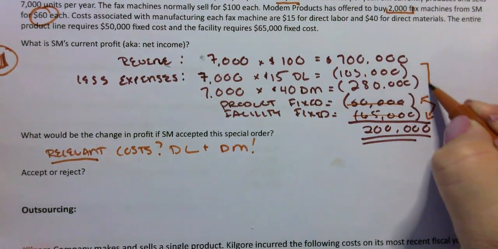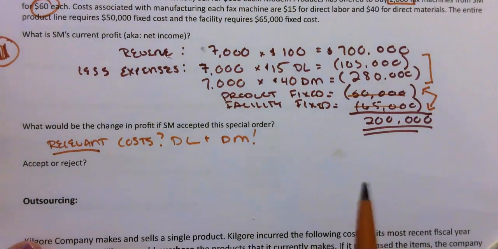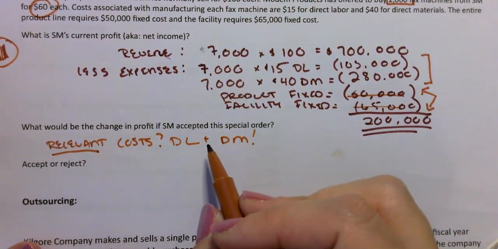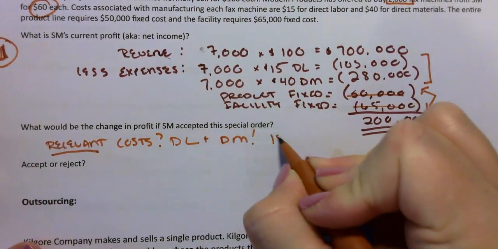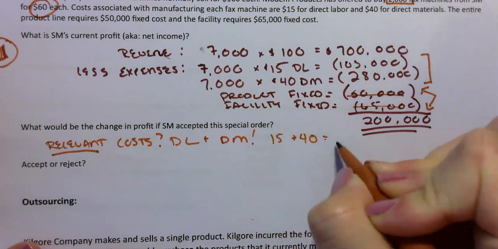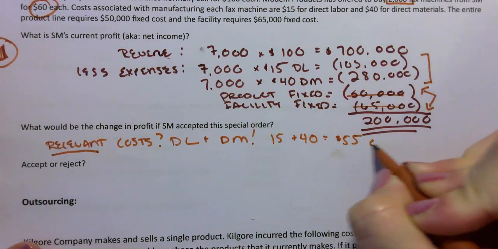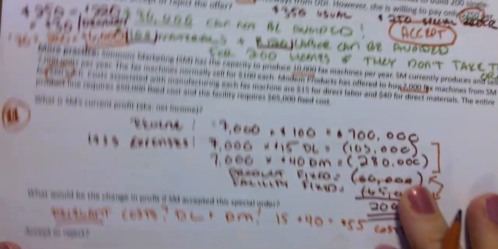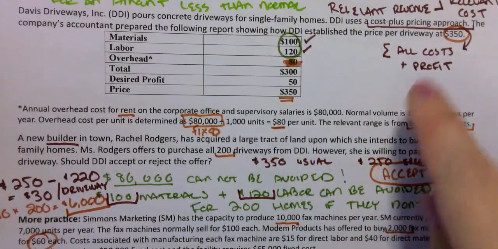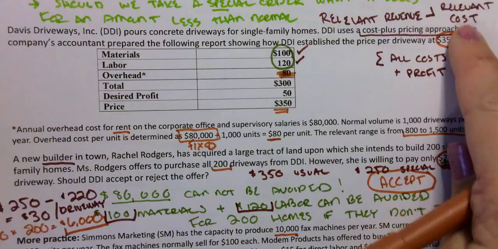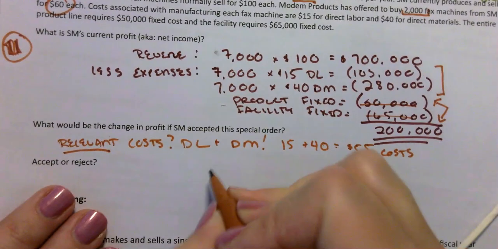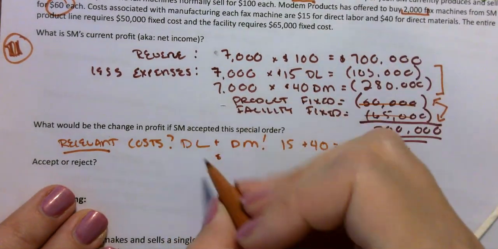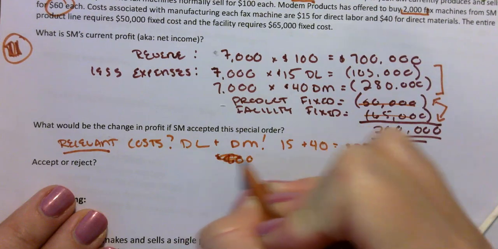So what is relevant cost? The only relevant cost here are their costs per each unit. So here we have, what are the relevant costs? 15 plus 40, $55 in costs. Does our relevant revenue exceed the relevant cost? Yes, it is. We have $60 versus $55.